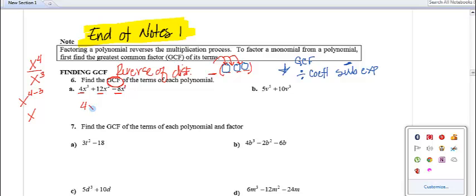So the GCF for that first polynomial here, 4x cubed plus 12x squared minus 8x to the first, the GCF for this is going to be 4x. That's the largest value that we could divide out of all 3 of those terms. And just to review again also, let's name this one.